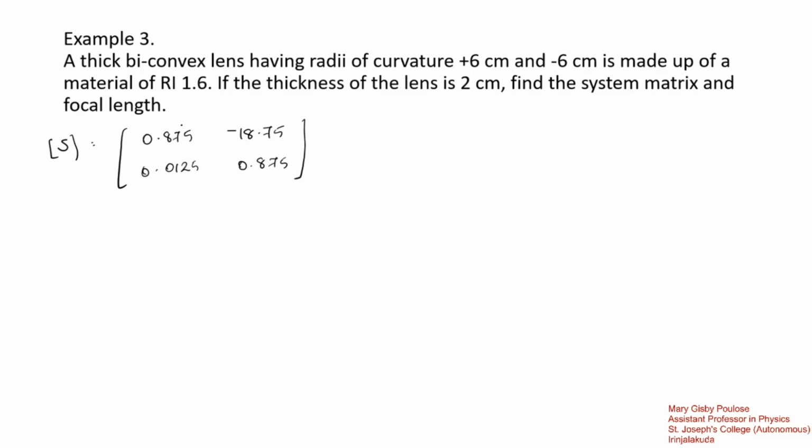To find the focal length, we get it from this term A. So we have this relation, focal length F is equal to 1 divided by A. Okay, so 1 divided by 18.75 is equal to 0.0533 meters. That is equal to 5.33 centimeters.